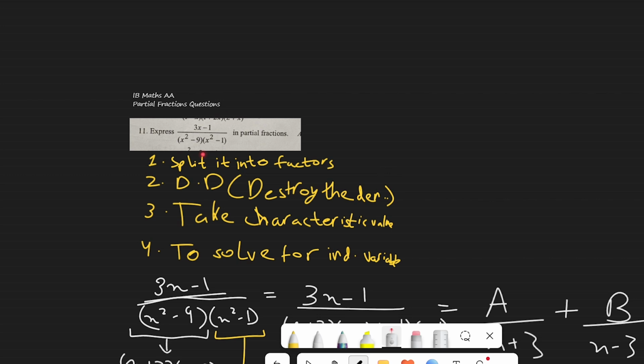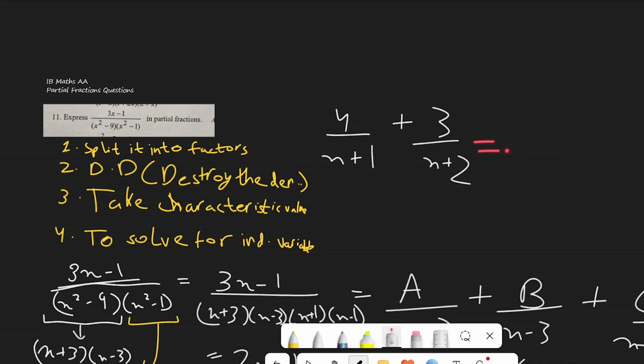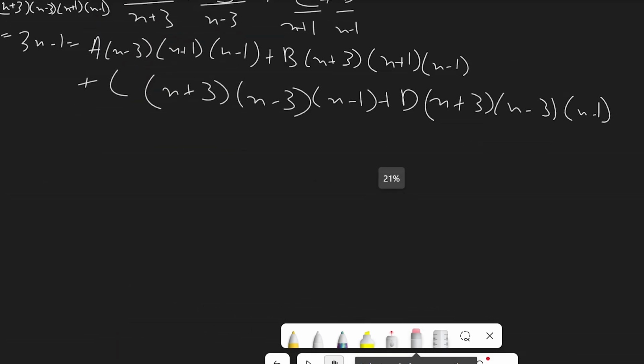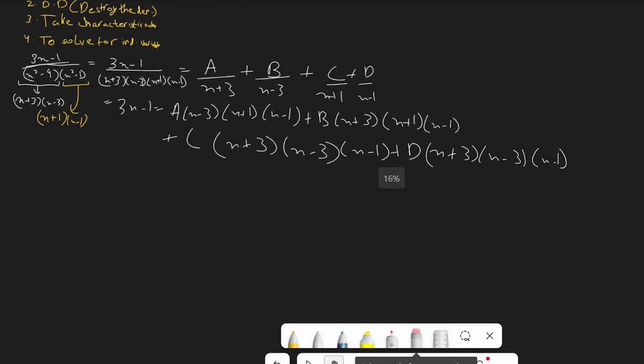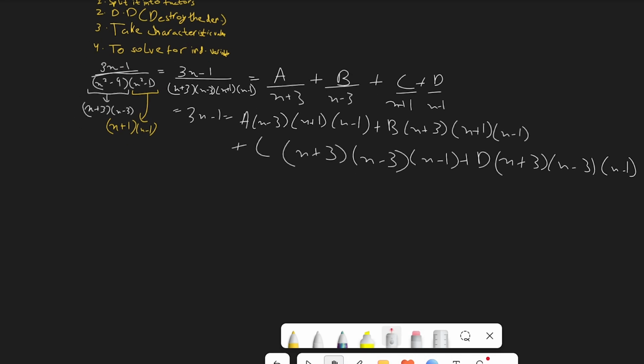For example, we will split it into 4 over x plus 1 plus 3 over x plus 2, and when we take the LCM and multiply this, and make it one fraction, then we should get this answer. So we are basically reversing the LCM process. Now we have this, and we have to go to step 3. We have to take the characteristic value, and then solve for the independent variables.